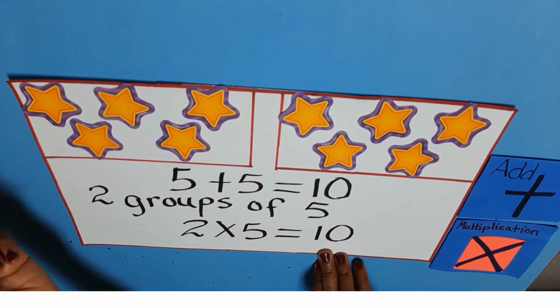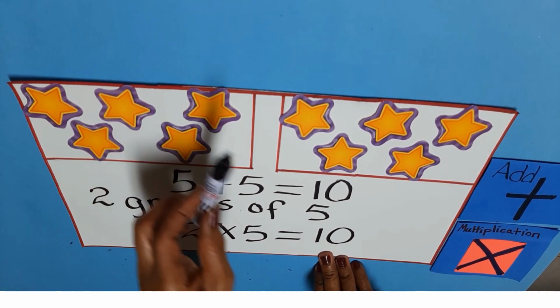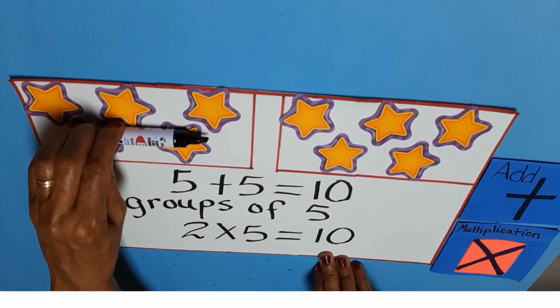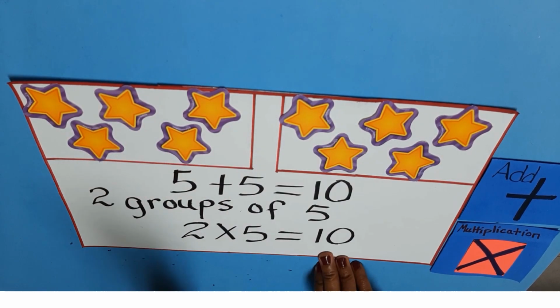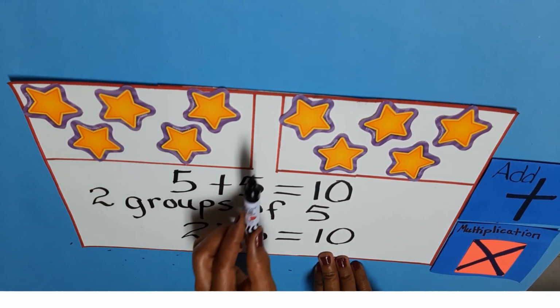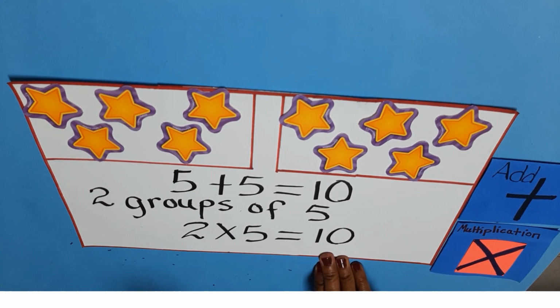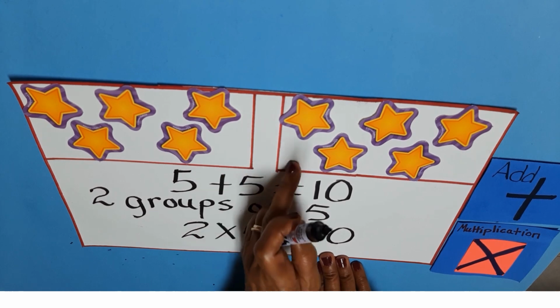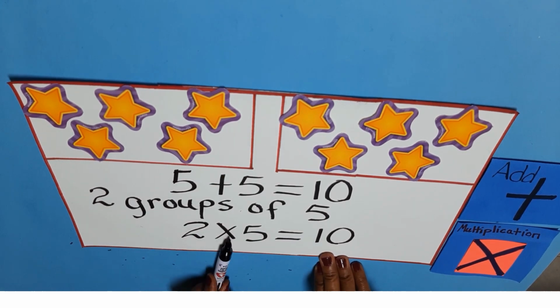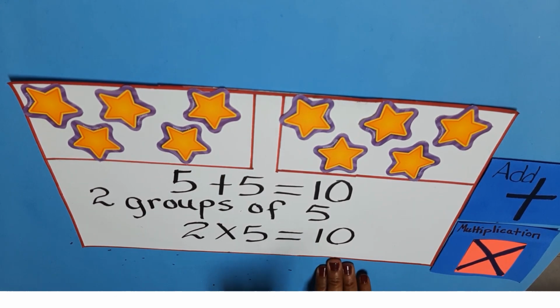Okay, remember we have 5 stars in each group. This one group, this another group. Two groups of 5. And we said 5 plus 5 equals 10. Or because we have two groups, we say 2 times 5 equals 10.